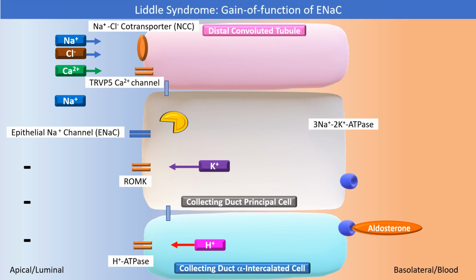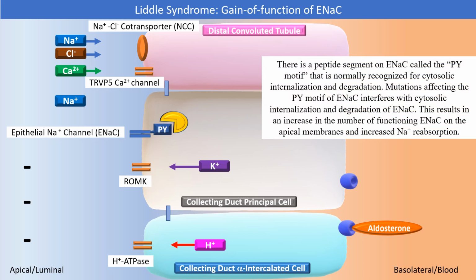In patients with Liddle syndrome, there is a gain of function mutation involving the epithelial sodium channel ENaC in principal cells of collecting ducts. There is a peptide segment on ENaC called the PY motif that is normally recognized for cytosolic internalization and degradation. Mutations affecting the PY motif of ENaC interfere with cytosolic internalization for degradation.